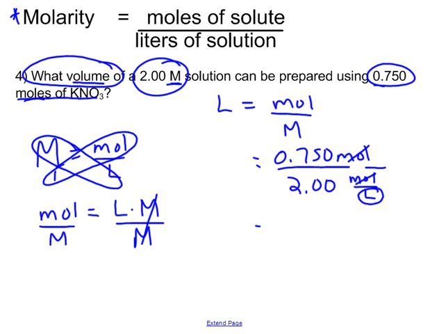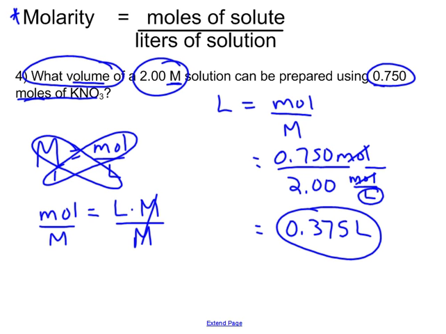are solving for. So plugging this into your calculator, you will see the answer come out very cleanly to be 0.375 liters. That's 3 significant figures, which is what all our measurements were to begin with, so there's no rounding necessary here. 0.375 liters, which of course would be 375 milliliters.